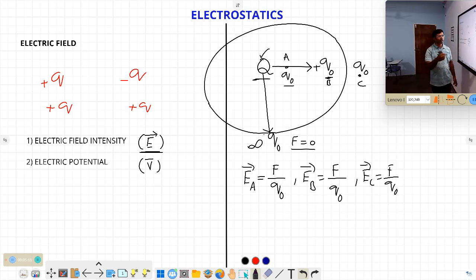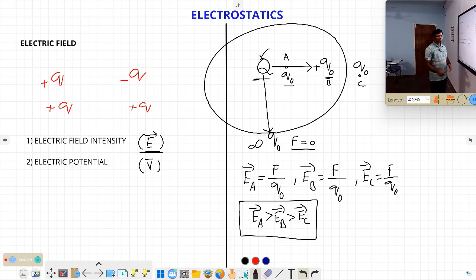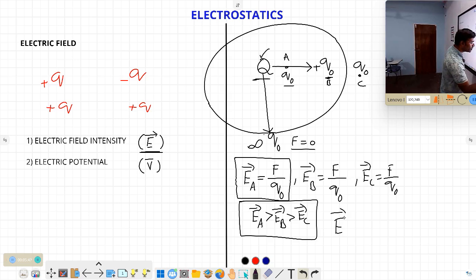Now if you observe this, we already know that the force at point A is more, so the electric field intensity at A is more compared to B, and the electric field intensity at B is more compared to C, because the force on the test charge at A is more than at B, and at B is more than at C. So electric field intensity can simply be stated as a definition: the force acting per unit test charge is called electric field intensity. The more the force on the test charge at that point, the more the intensity; the less the force, the less the intensity.